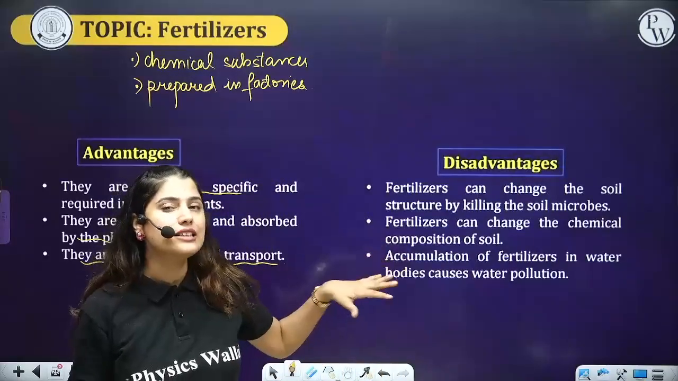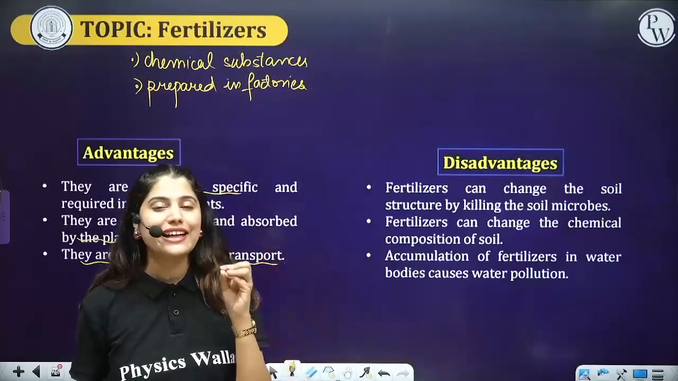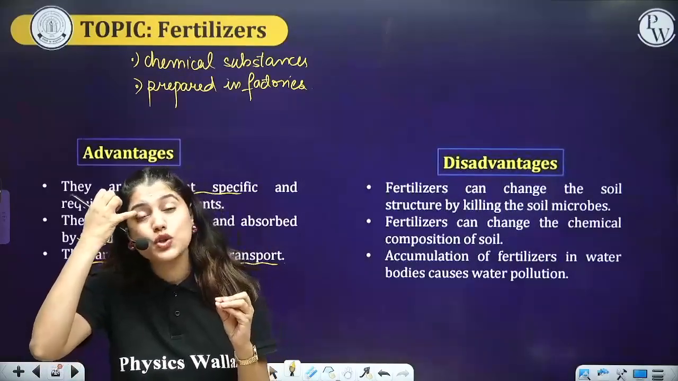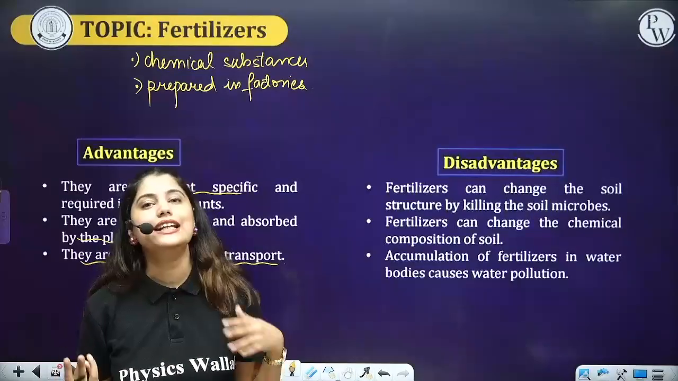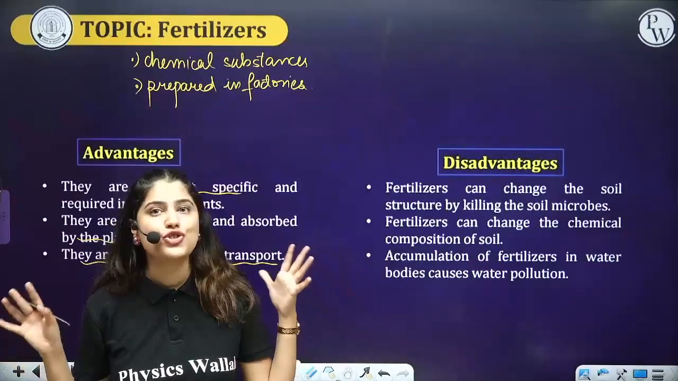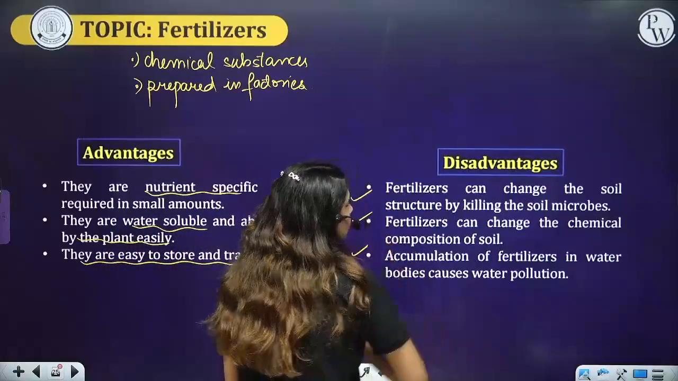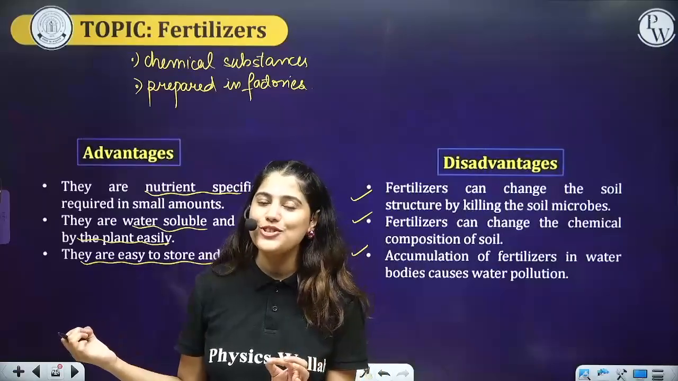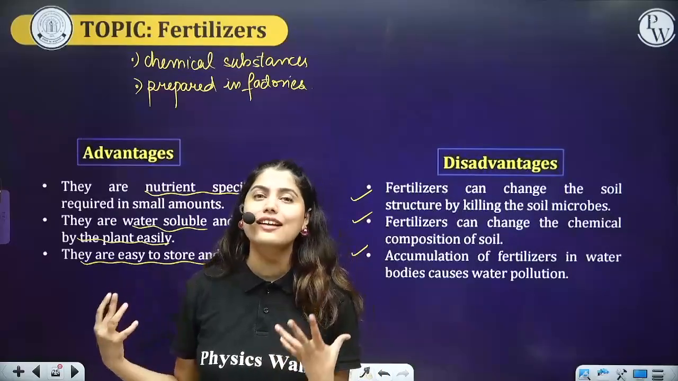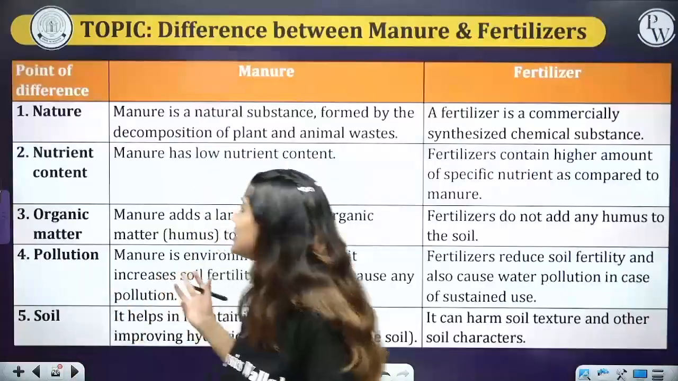If that balance is not there, if you are going to use fertilizers in large amounts, it can kill the microbes, and also it can lead to decreasing the soil fertility. Also, I can say it can lead to water pollution as well, right? That was about it. It can be damaging for the environment. It can cause different sorts of pollution, right? So that was about fertilizers.